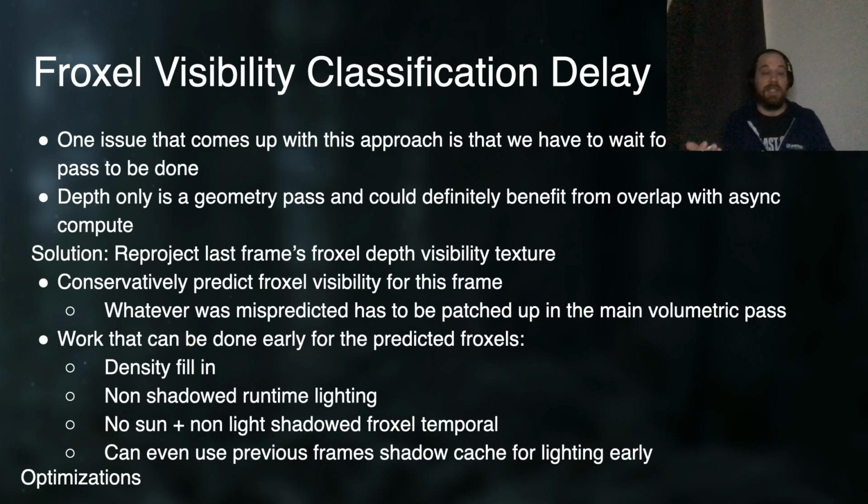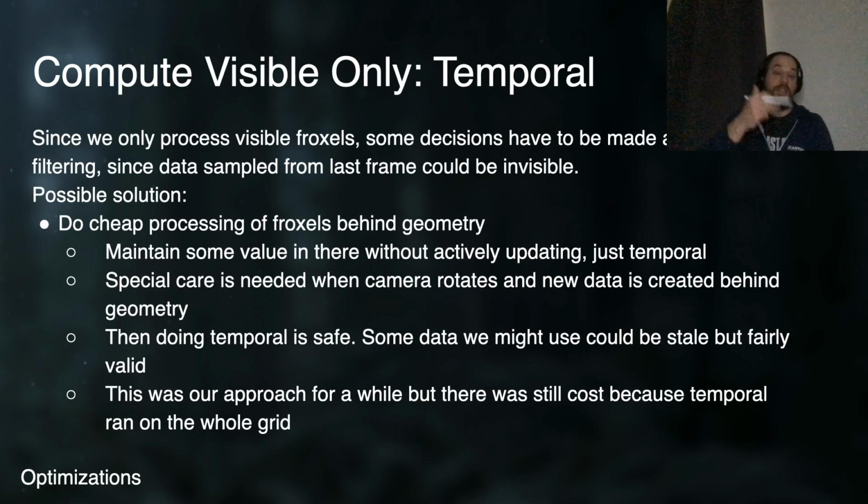Well, we can use density fill-in that doesn't need any kind of depth processing. Non-shadow runtime lights, we don't need to wait for shadows. If you don't have any sun, nodes beyond cascades or something like that, where you don't have sun in there, you can pre-calculate it early. We don't need to wait for the sun shadow. You can even use the previous shadow cache if you want to. I had that for a while, but I took it out. But technically it was working, because the sun shadow itself is temporal. You could light these predicted Froxels with the previous frame's combined shadow, and so you can do the work early. All of that allows you to also overlap during the depth-only pass, which is great.